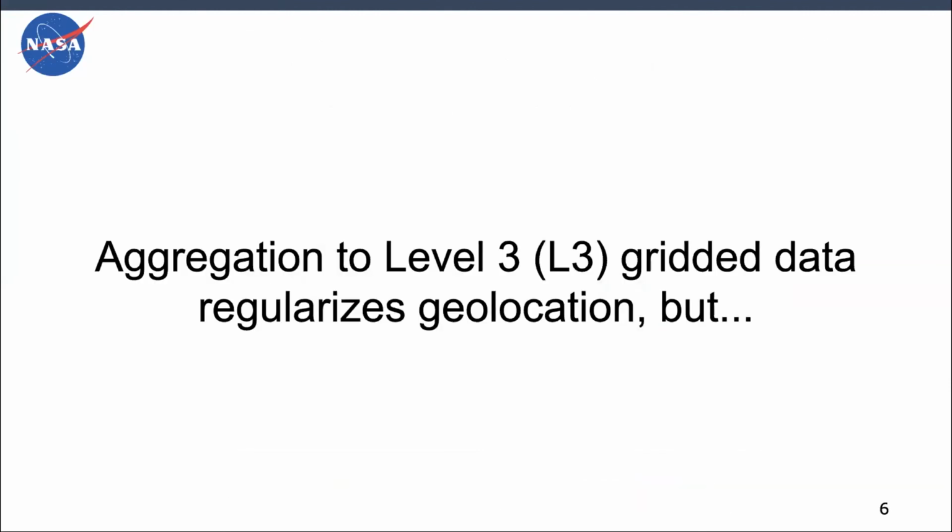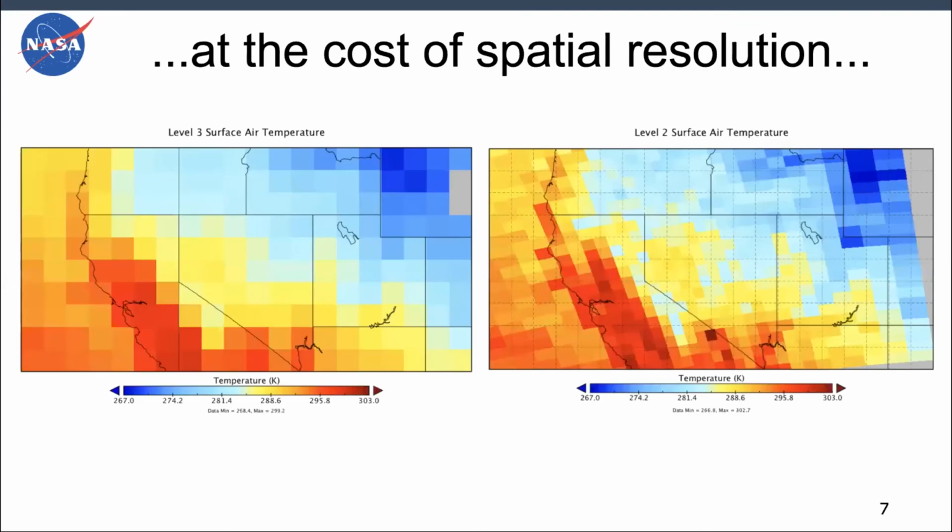Now, we could aggregate to level 3. I mentioned that's gridded data, and it regularizes the geolocation, makes the geolocation so much easier to work with. But there are some downsides to that, and that's what I want to bring up. The first one, the most obvious one, is the cost of spatial resolution. Here I'm showing surface air temperature, again from the AIRS satellite, and this is a level 3 gridded product. You're going to see that same grid day after day after day. Those grid squares are going to be in exactly the same position. So it's virtually trivial to construct a time series for any one of those grid cells, or even an average over an area of those grid cells, because all of those grid points will be in the same place with each successive day.